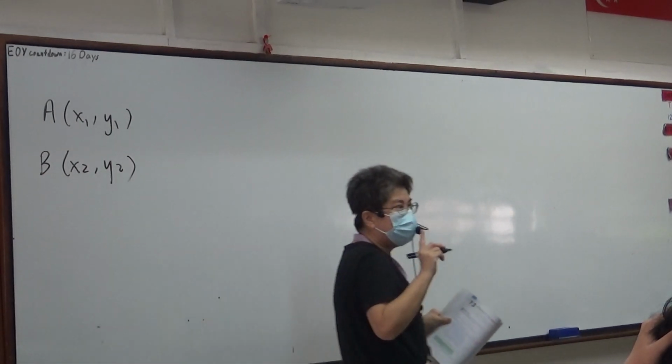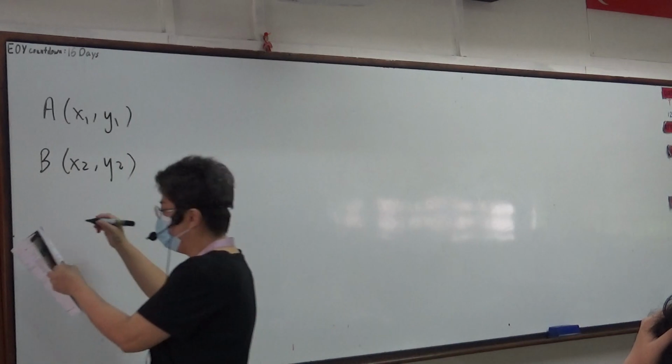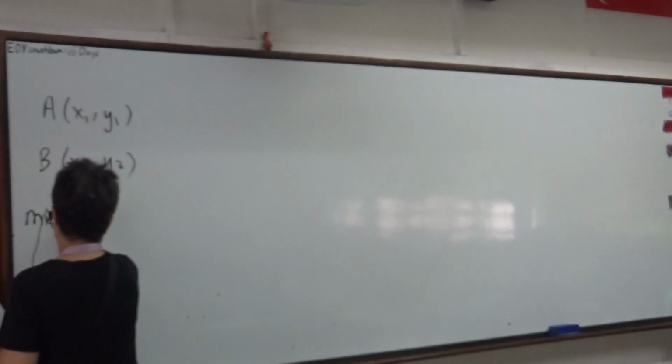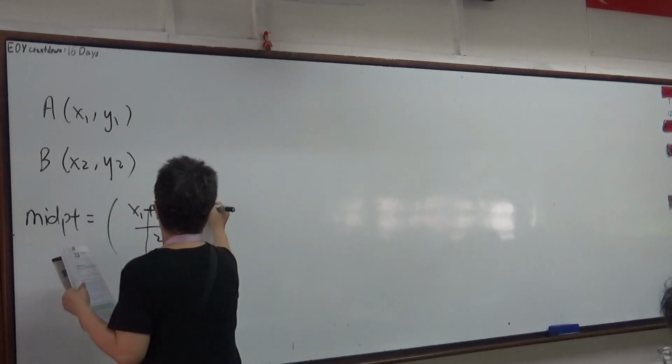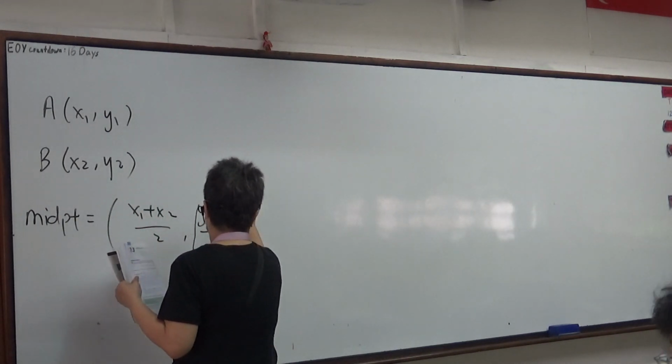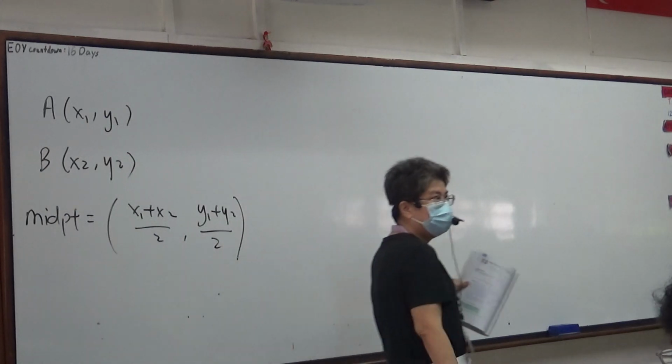The midpoint of AB is given by x1 plus x2 over 2, y1 plus y2 over 2.